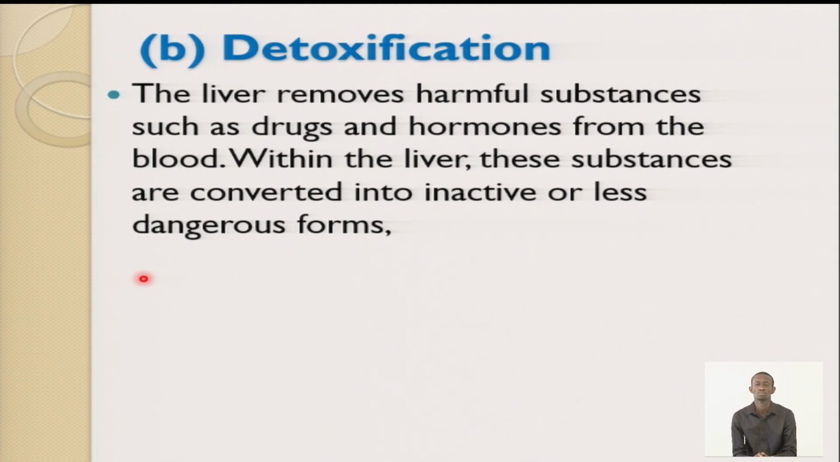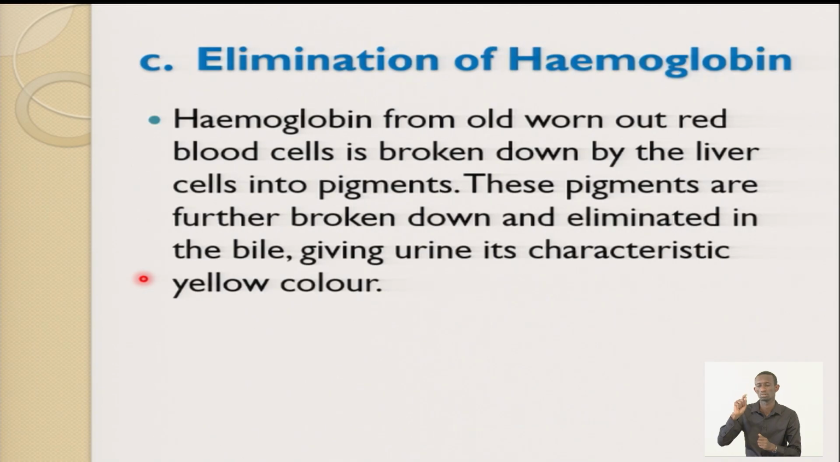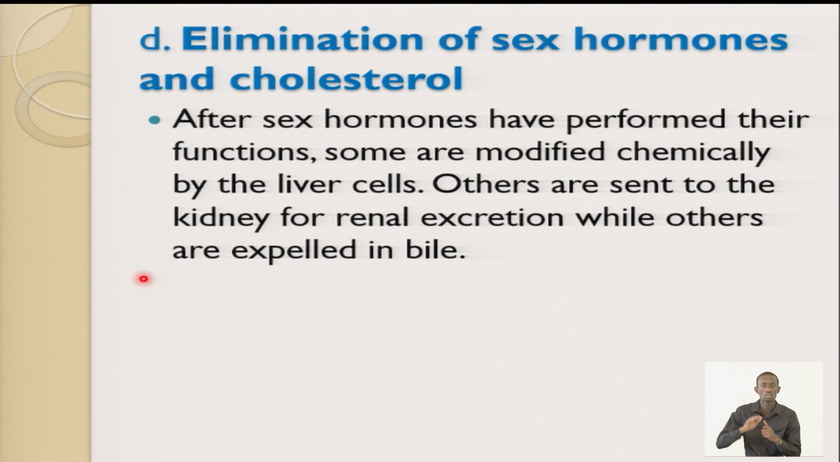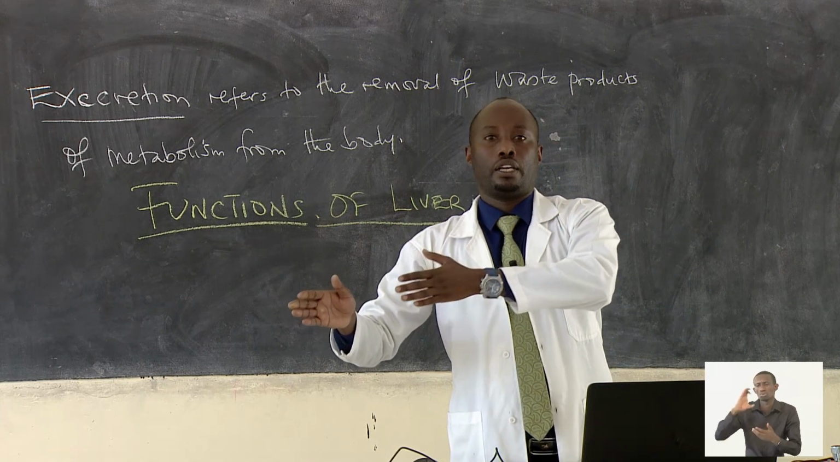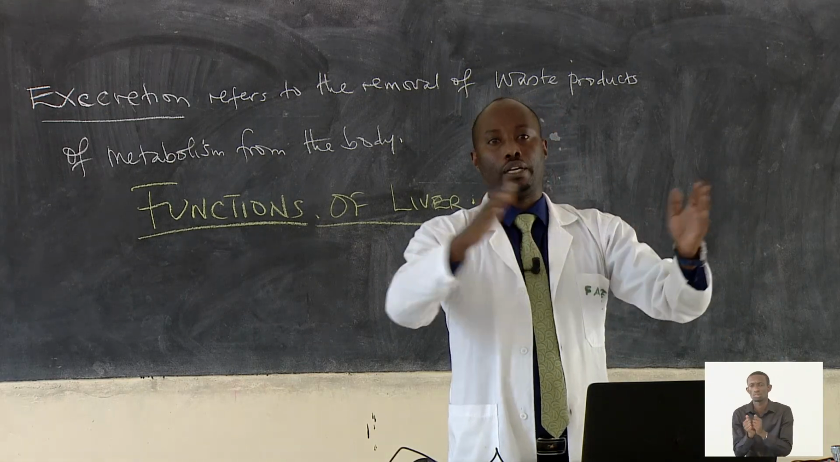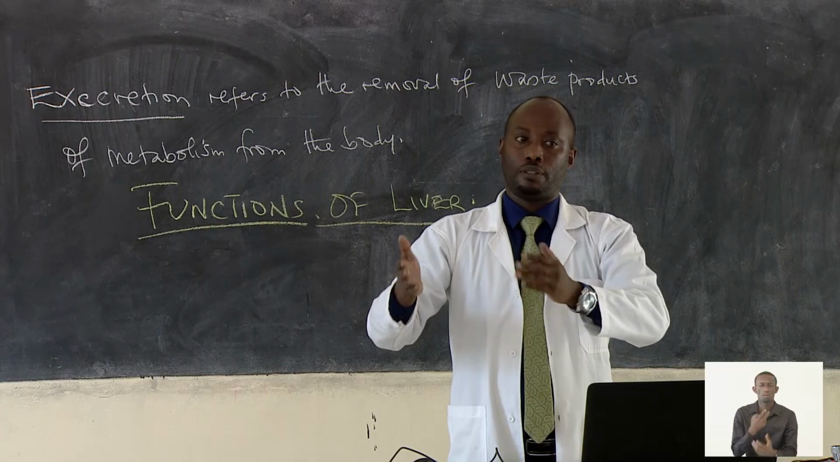Not only that, they can also make the cells die. So the liver has to perform the function of what you call detoxification, all right? We have elimination of hemoglobin. I said worn out red blood cells are broken down by the liver into the pigments. And after they go into the pigments, they are released out as a waste product. The last one I talked about, elimination of sex hormones and cholesterol. These sex hormones can affect the functioning of the cells. So if the cells are not functioning properly, it can affect the body metabolism, building up processes and making up processes. So it means that they have to be eliminated in that process.